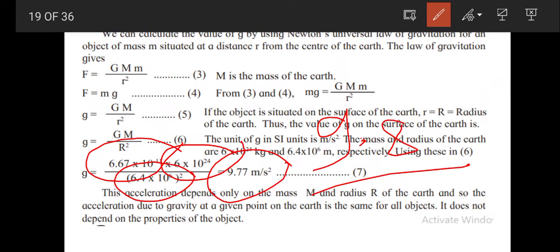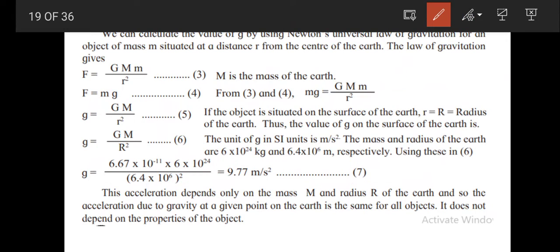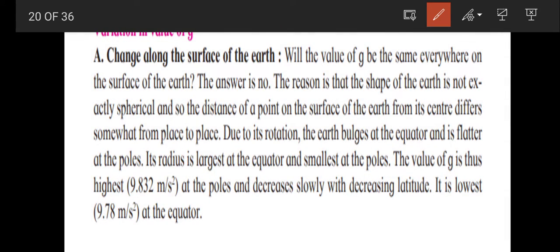So this acceleration depends upon the mass and the radius of the earth. The acceleration due to gravity at a given point on the earth is the same for all objects. It does not depend upon the properties of the object. Here they are saying that in the exam they will ask the question, discuss the value of the acceleration due to gravity. At that time you have to write this one.